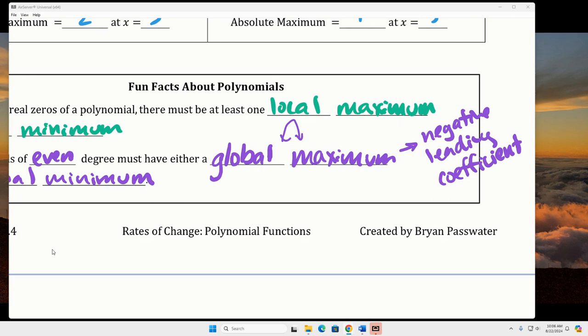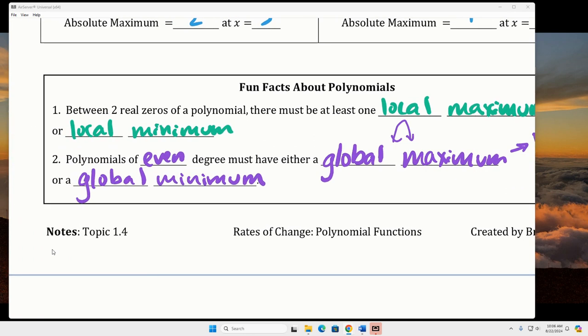And so all even degree polynomials are going to kind of look like parabolas. They can have some extra humps depending on what the degree is and how the function works. But they're going to have the same basic shape. So for there to be a global minimum, it would need to be like an upward facing parabola, which means there's a positive leading coefficient.